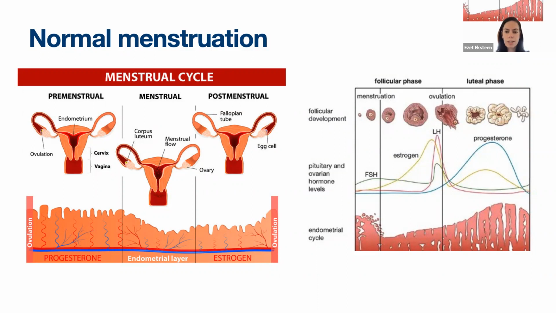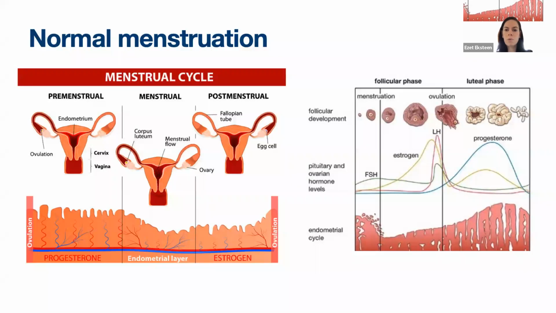FSH, or follicle stimulating hormone, is the hormone that gets secreted in the brain to stimulate your ovaries to start producing an egg and also to secrete estrogen. In the follicular phase, estrogen is the main hormone involved. Estrogen will also cause your endometrial lining to start thickening and to prepare for a possible fertilized egg to be implanted. And then LH, or luteinizing hormone, is the hormone secreted by the pituitary gland in the brain that will then stimulate your ovary to release the egg, and ovulation takes place.